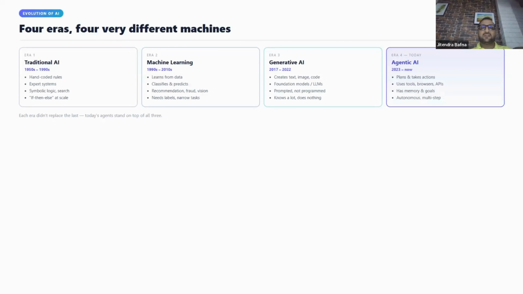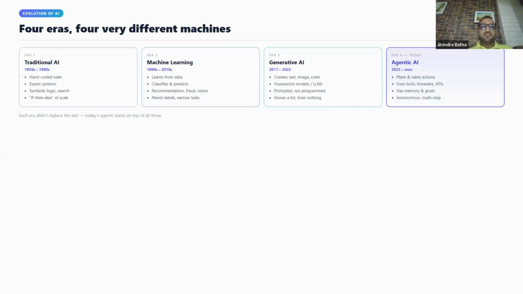Then we started building generative AI on top of machine learning. With generative AI, we start generating content: images, text, code. We give some prompt in natural language, or provide a block of code and ask it to improve that block, and it generates the output. Or we ask it to generate videos or images.